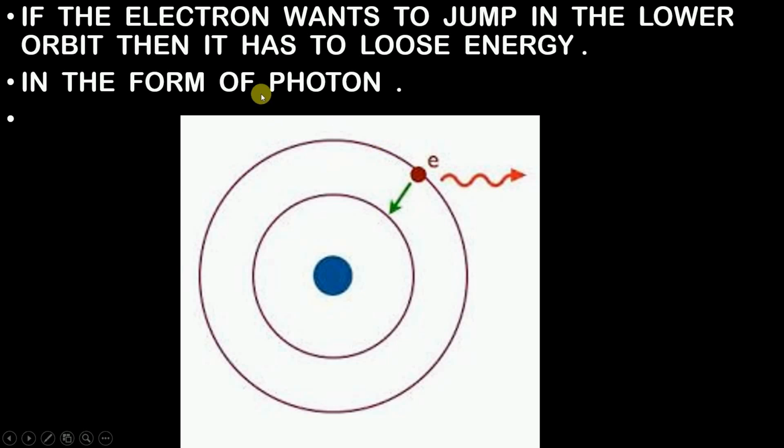And as we all know, a photon travels in the form of a wave. So this is what you have seen in the previous slide: if it goes from inner orbit to outer orbit, it has to gain energy in the form of a photon, and when it comes from outer orbit to inner orbit, it will give away energy. So I hope this point is clear for you all.